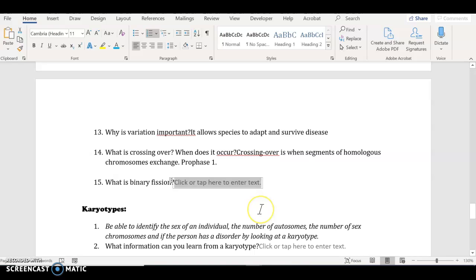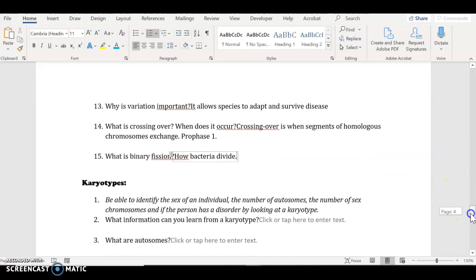What is binary fission? Binary fission is how bacteria divide, which is very simple compared to us because there's no nucleus, so they just copy their DNA and they just split. They make little clones of themselves.